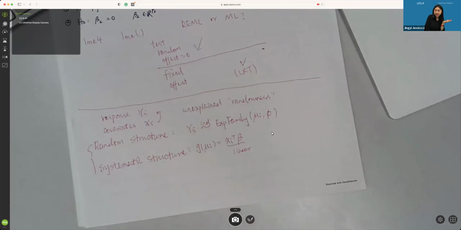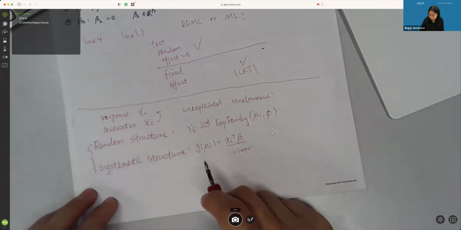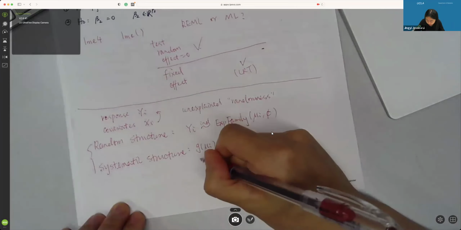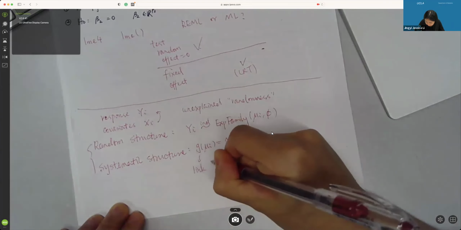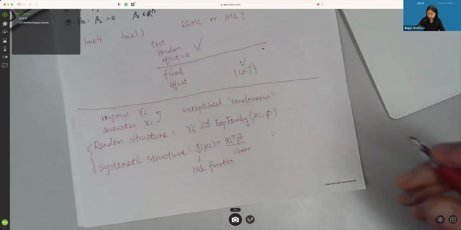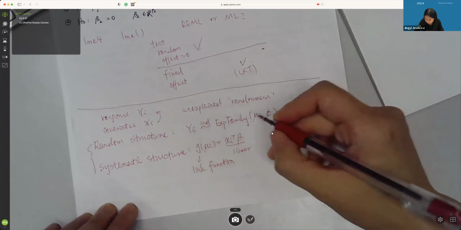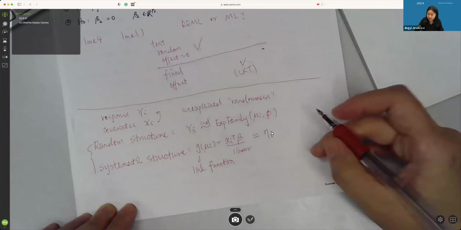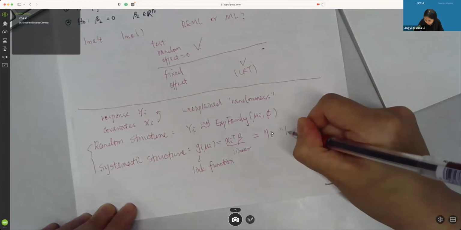So we always have a linear function of xi. But this part, g, will depend on the random structure. And this is called a link function. And in this class, we also give this g of μi a notation as eta i. You have seen this, and eta i also has its name called linear predictor.